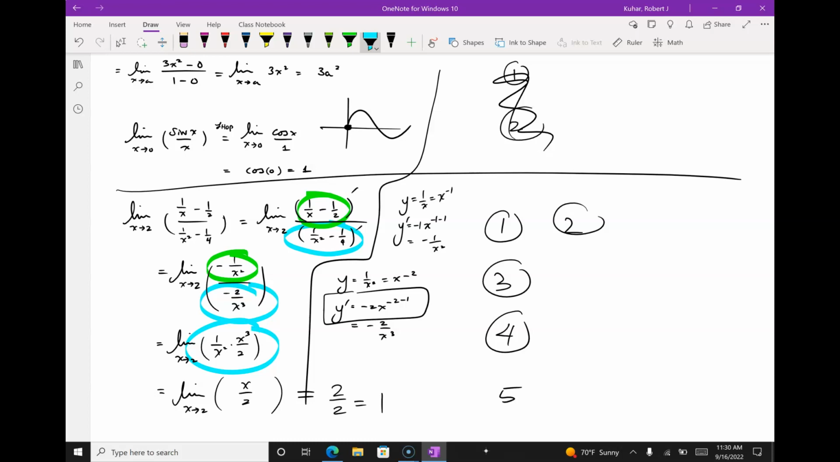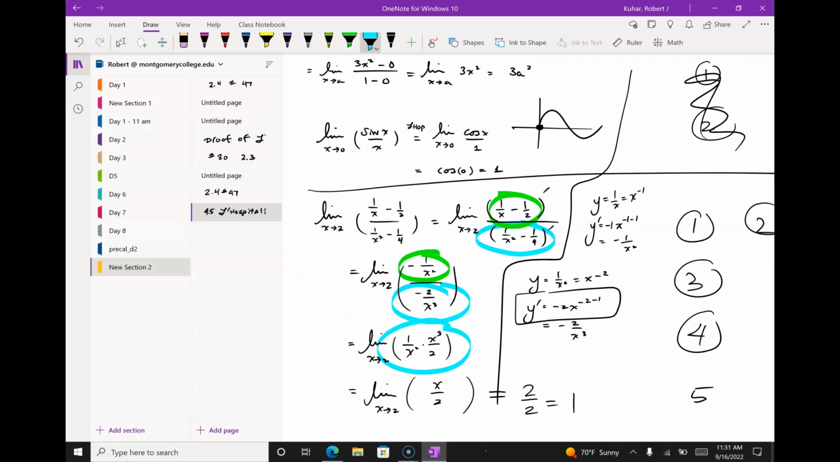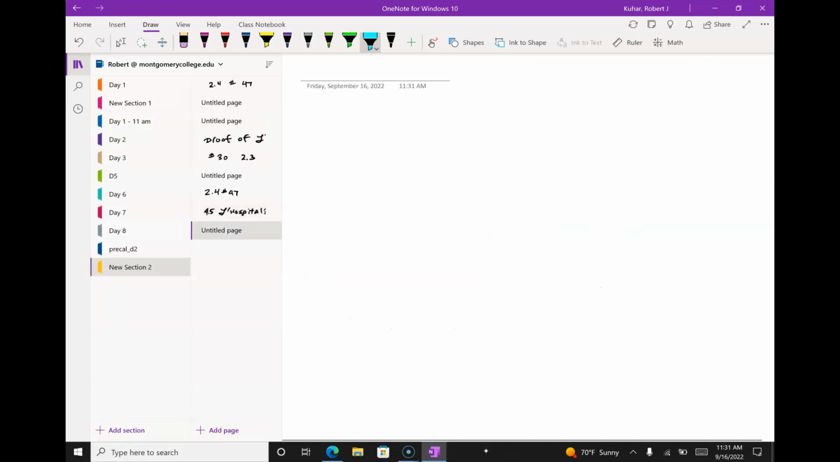Question? You can, but I'm not asking you to do it on this quiz. If I say do it algebraically, yes, it would be wrong to use L'Hopital. Today I want algebraic. Let's do another one. This is 2.3, number 30.